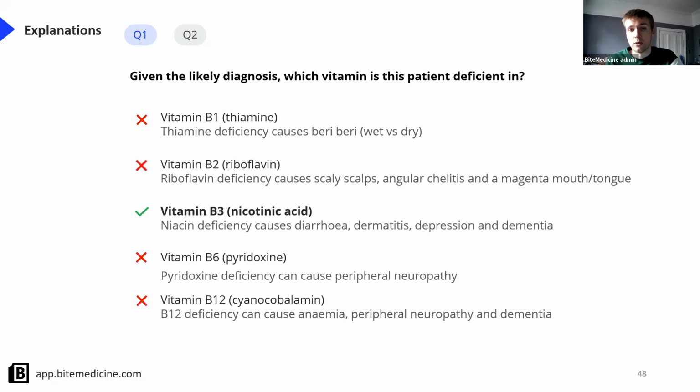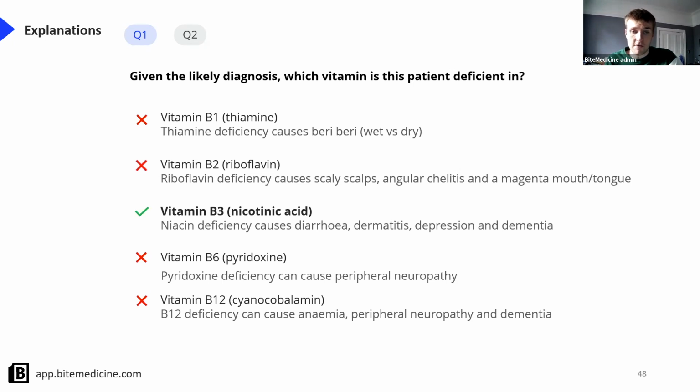So this patient is presenting with diarrhea, although he puts it down to his TB medications. Dermatitis, he had that rash across his neck, something called Casal's necklace, which we'll see in a second, and confusion. So we tend to think of niacin deficiency as causing the 3 or 4 Ds, diarrhea, dermatitis, and dementia, with the 4th D being depression. And this is a collection of symptoms that together is known as Pellagra. Niacin deficiency, Pellagra. So that's the most correct answer here.